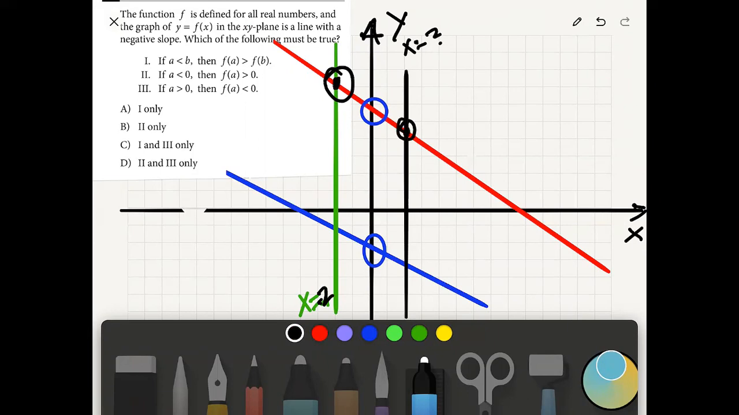And it is. You can see that the output is greater than this output. So this one is actually true. Now let's look at this second line. We're going to do the same thing.